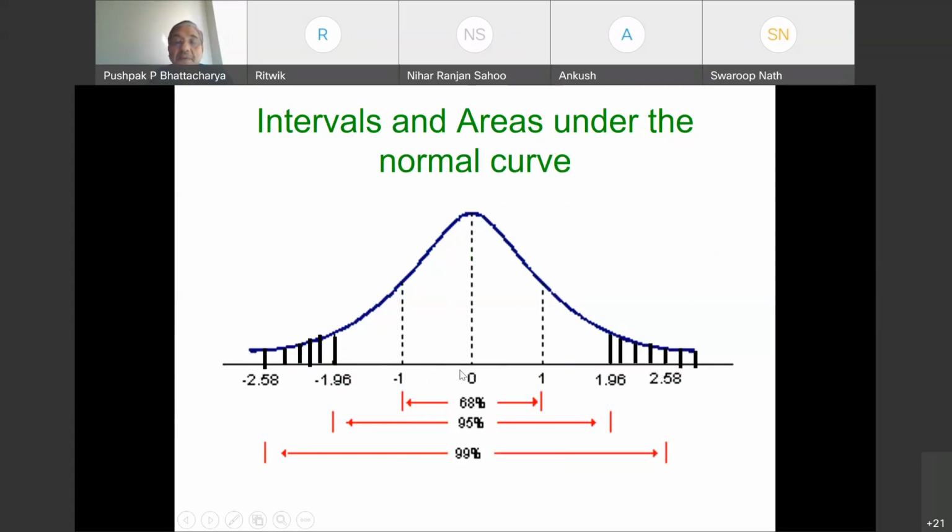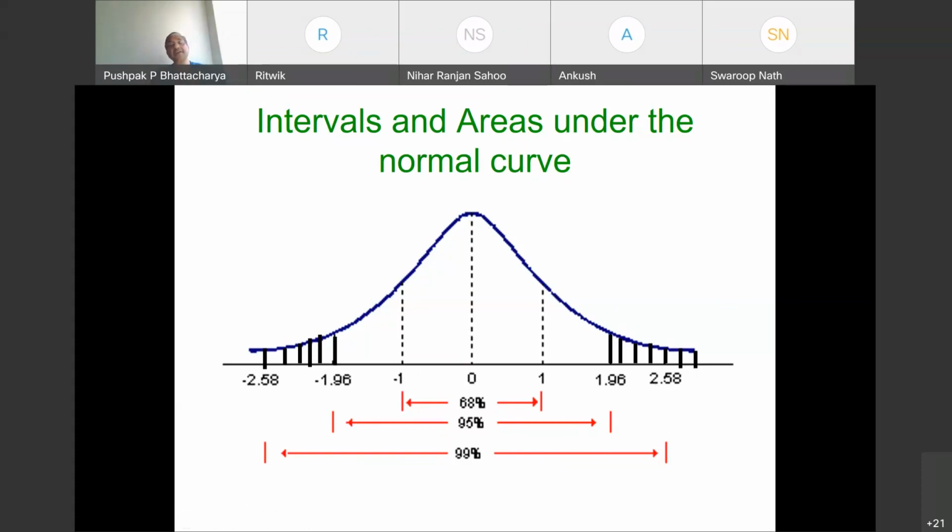Now, important practical things which are known: this is the standard normal curve, where the mean is 0 and the standard deviation is 1. From minus 1 to plus 1, the area is 68%. From minus 1.96 to plus 1.96, the area is 95%. From minus 2.58 to plus 2.58, the area is 99%.